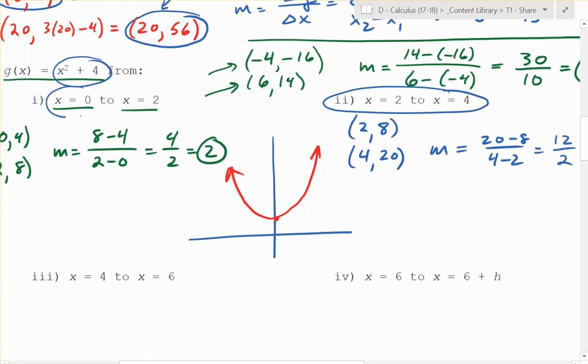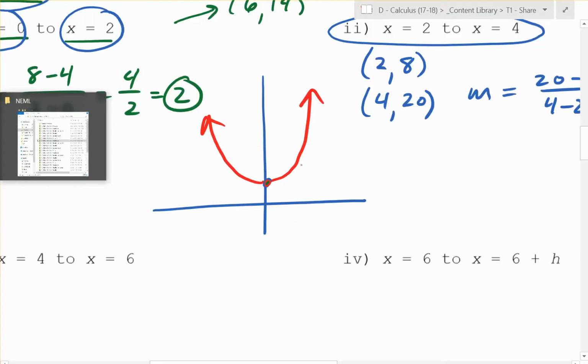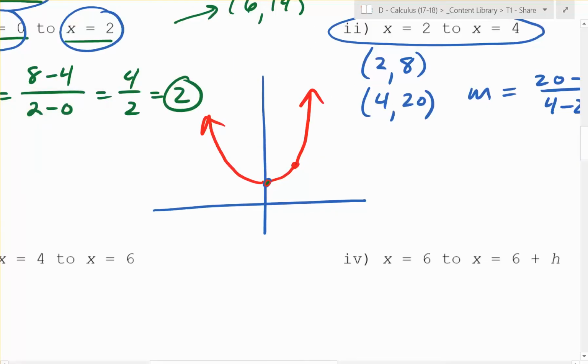Well, if I go from x equals 0 to x equals 2, that's right about here, make it green, here to here. I'll make that curve a little better here. Let's clean that curve up a little bit. So we go from 0 to right here, and we make this secant line. So we found the slope there was 2, so that's from 0 to 2.